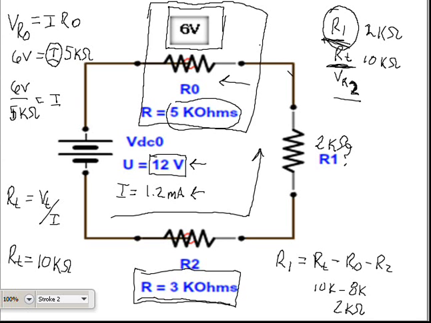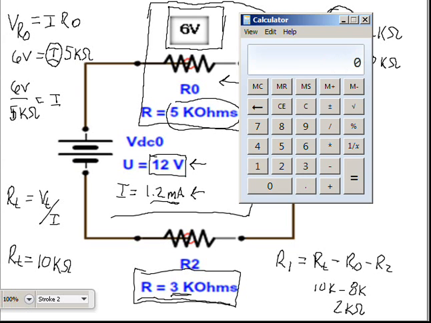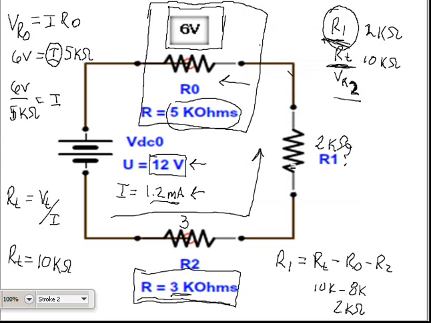And the voltage drop at R2, well, that's a simple matter of current times resistance. So 1.2 milliamps times 3k equals 3.6 volts.